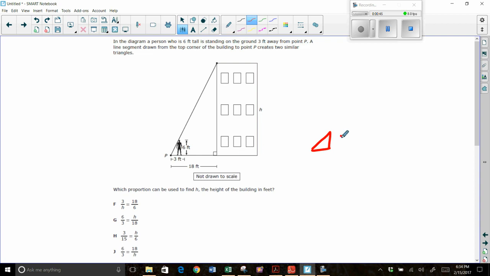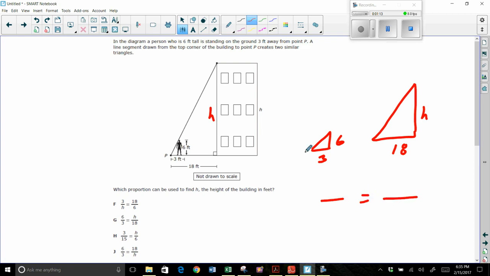So the height was 6, my base was 3. Then I'm going to have the larger triangle. The base was 18, and my height was h. Now the reason it's h, the right side of the building is h, so the left side is the exact same thing. Okay, now that I have my two triangles, I can go ahead and make my proportion.